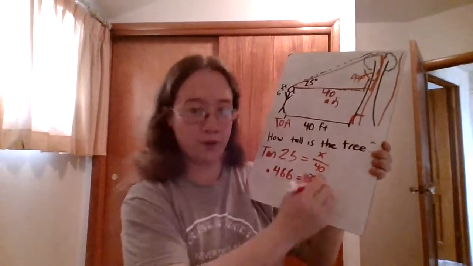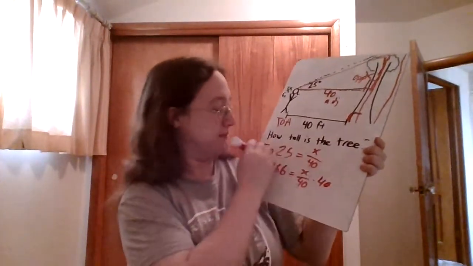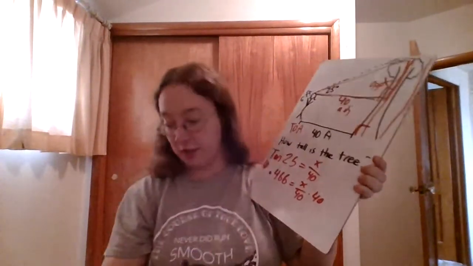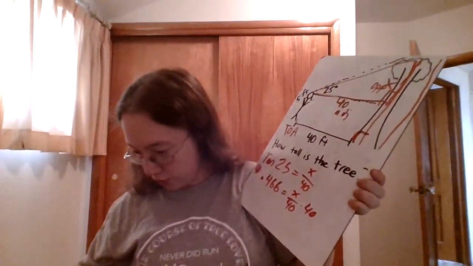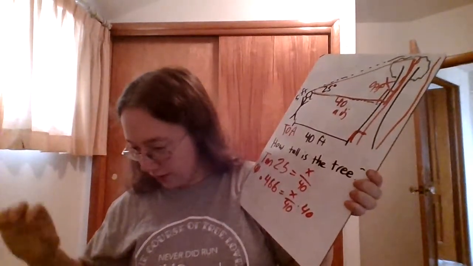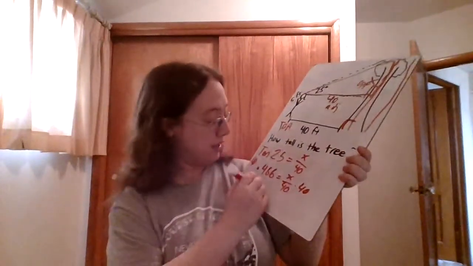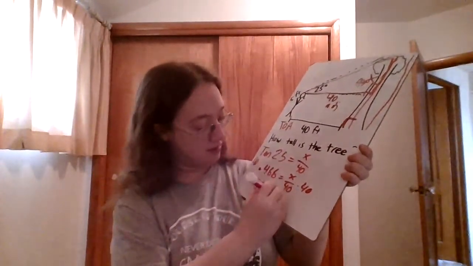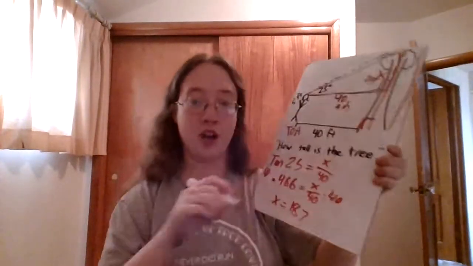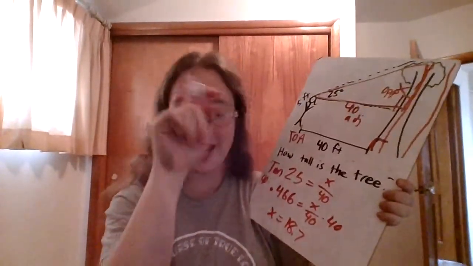And then we're getting rid of dividing by 40 by multiplying by 40. Which gives you about 18.6-ish. 0.7, that would round up. So about 18.7-ish.